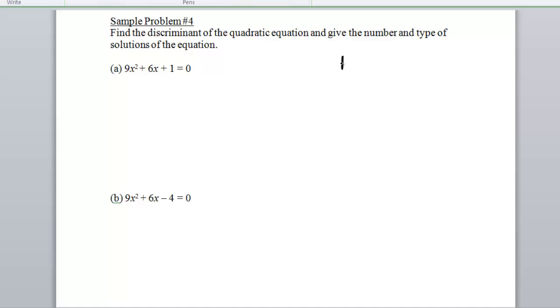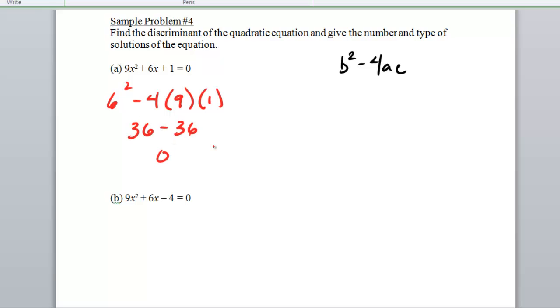So if we remember, the discriminant is b squared minus 4ac. It does not involve the radical, so keep that in mind. So in this first one, that's going to be 6 squared minus 4 times a times c. If you work that out, you end up getting 0, which tells us that this must be a perfect square trinomial, and it could be factored. So that would be one real number solution. And that's basically what the discriminant tells us.